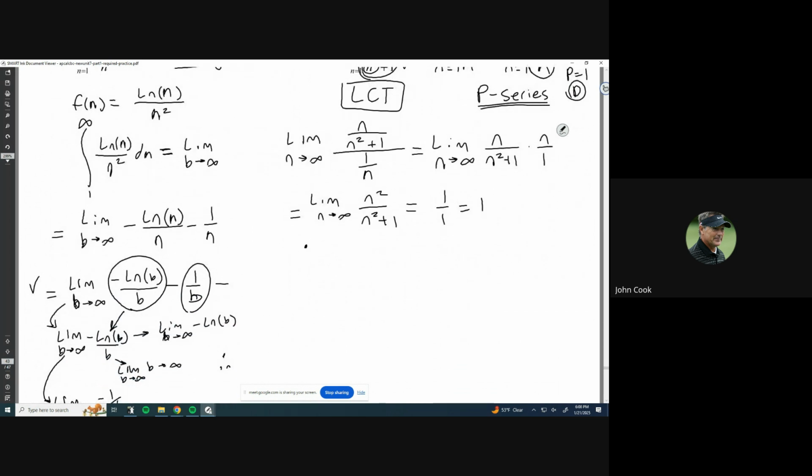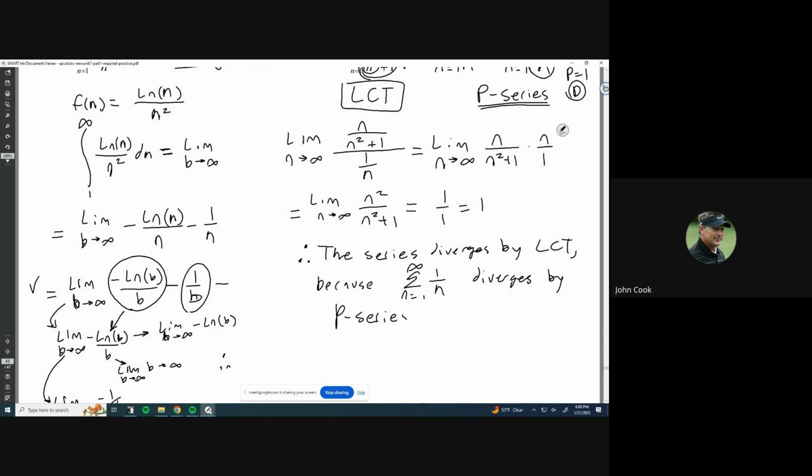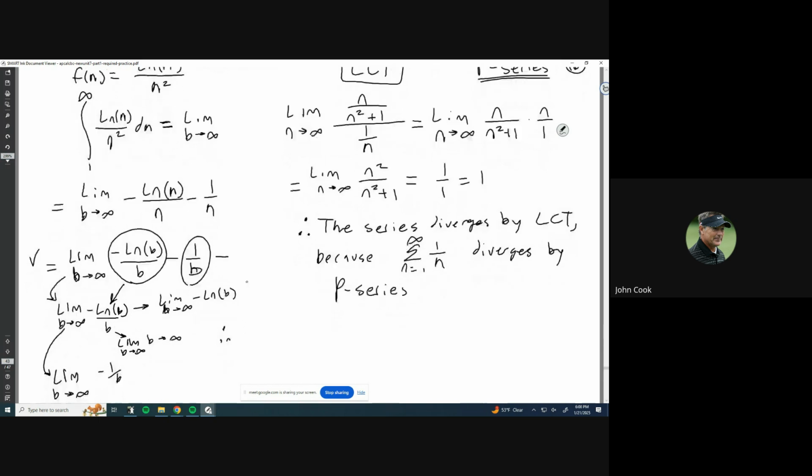So here's my statement that I say. I say that the series diverges by limit comparison test. And the reason why is because the series that I'm comparing it to, n equals 1 to infinity of 1 over n, diverges by the p-series test. So, I just want to make sure that both of those are represented there.